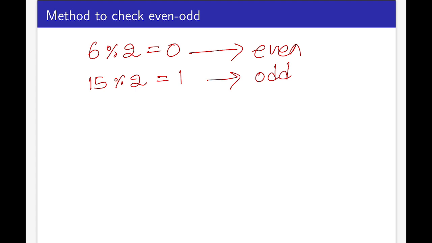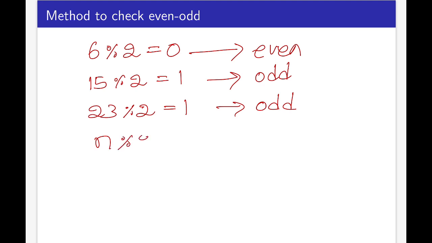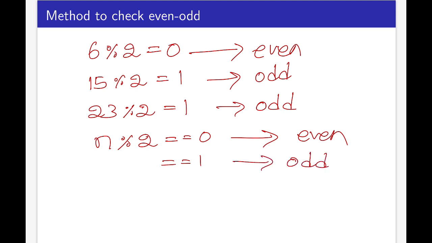Now consider another number, that is 23. Modular division 2, what will be the result? It is 1. So we can say 23 is odd. Similarly, for any number n, if n modular division 2 equal to 0, we can say the number is even. And if n modular division 2 equal to 1, then we can say the number is odd. So we can write the same thing in a method.